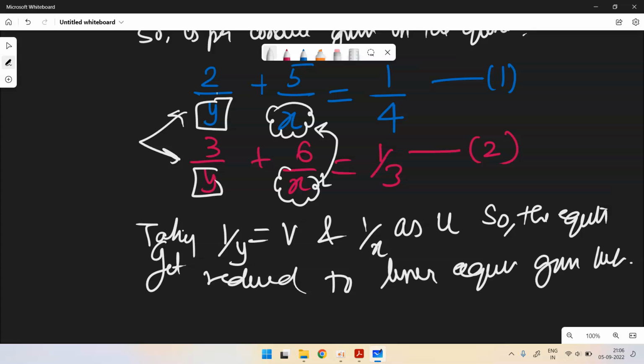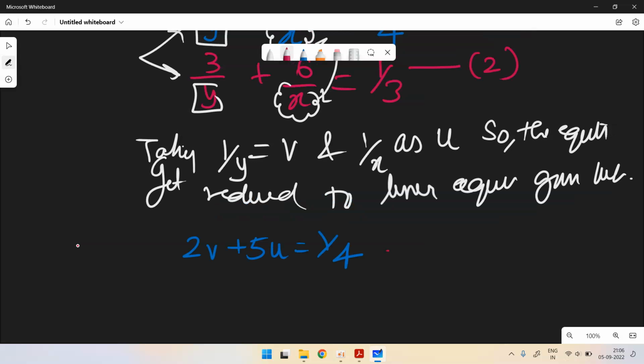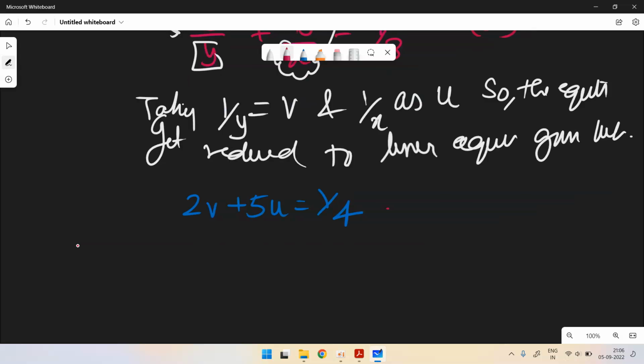What will it become? 2v plus 5u equal to 1 by 4, and the other equation was 3v plus 6u equal to 1 by 3. So 3v plus 6u equal to 1 by 3.